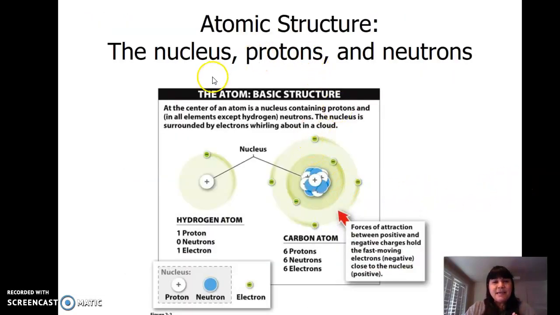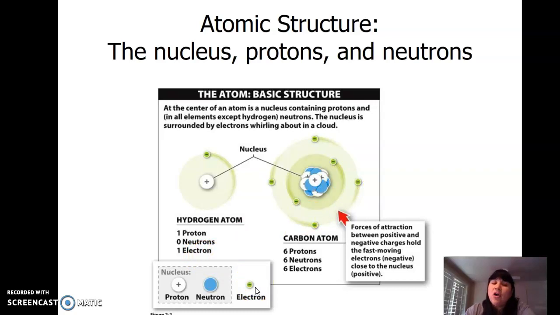Here's the basic atomic structure of an atom. You always have a nucleus, right? The nucleus is in the middle. That has protons. Protons are positively charged particles. And neutrons are neutral. So there's no charge. And around, circulating around here, orbiting around the nucleus are the electrons. These are these little guys. And electrons are negatively charged.